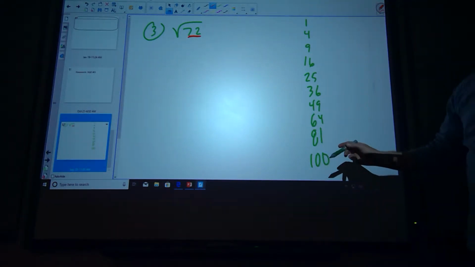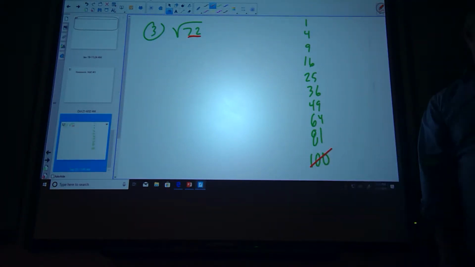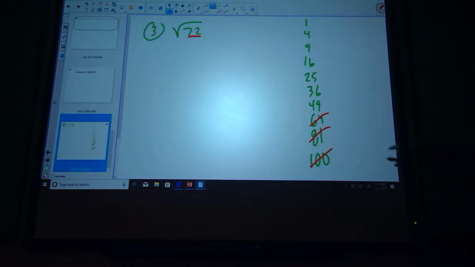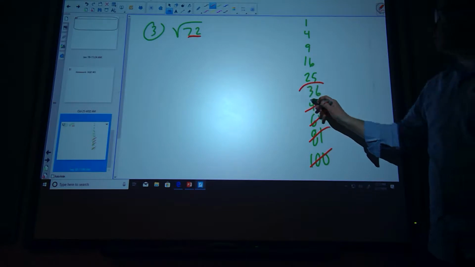And I usually start from the bottom. 100's not going to go into 72, agreed? 81's not going to go into it. 64 is smaller than it, but does 64 go in evenly? Can I go like 64 times 2 and get 72 or anything like that? No. 49 is indeed smaller than it, but 49 times 2 is 98, so that's not going to work. What about 36? 36 times what? 36 times 2. 36 times 2? Great. Cool. So 36 is our go-to.